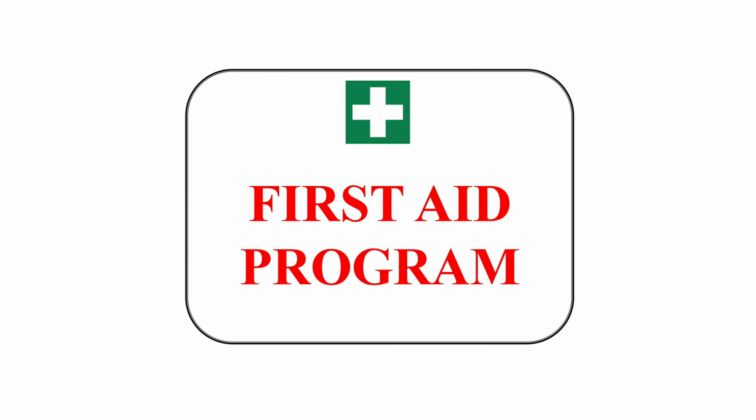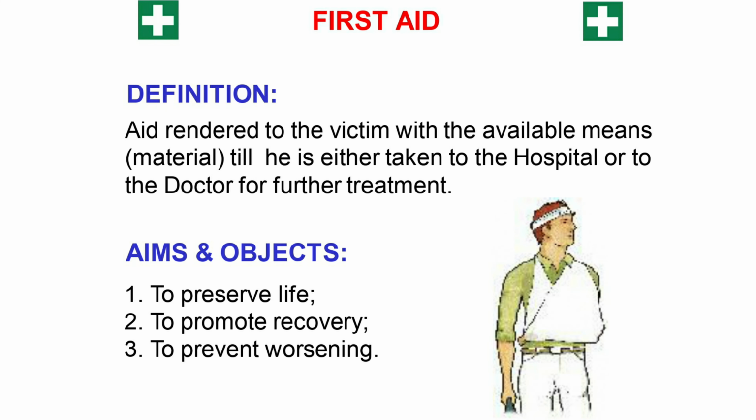First aid program. First aid, definition: aid rendered to the victim with the available means and material, till he is either taken to the hospital or to the doctor for further treatment. Aims and objects: 1. To preserve life. 2. To promote recovery. 3. To prevent worsening.